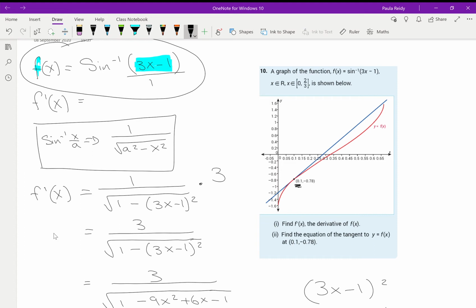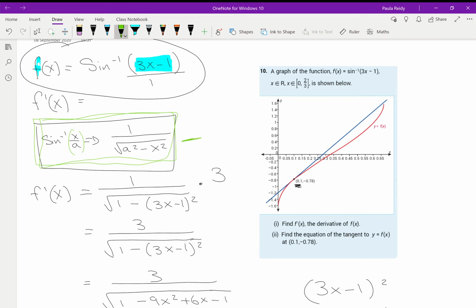Okay, so we have to find the derivative of f(x) and then find the equation of the tangent. So it's the same type of thing we've been doing today. So we have the original function written here. I've highlighted in blue there the sub-function that I'm going to use for the chain rule. I also gave you the formula here from the log tables, okay? The inverse sine of x over a will differentiate into 1 over the square root of a squared minus x squared. So this is in the logbook, okay?